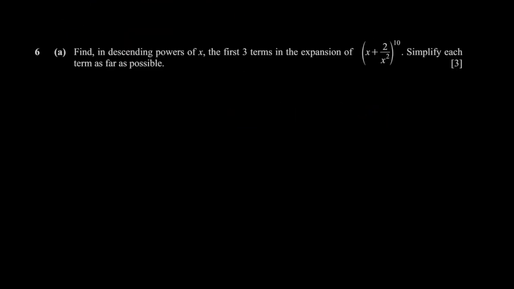Okay, question 6. This is a binomial expansion question. So find in descending powers of x, which means the powers of x have got to get smaller, the first three terms in this expansion here. Simplify each term as far as possible. Okay, well, hopefully this is fairly straightforward. So if you're practicing these exams, I think knowing the basic way to do an expansion should be reasonably okay. But let me just go through how I do it.